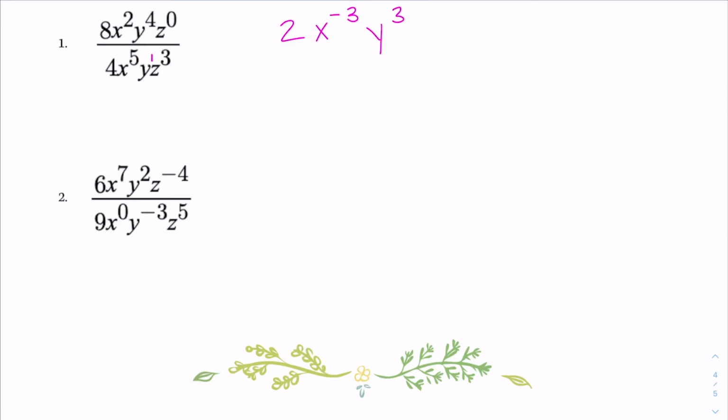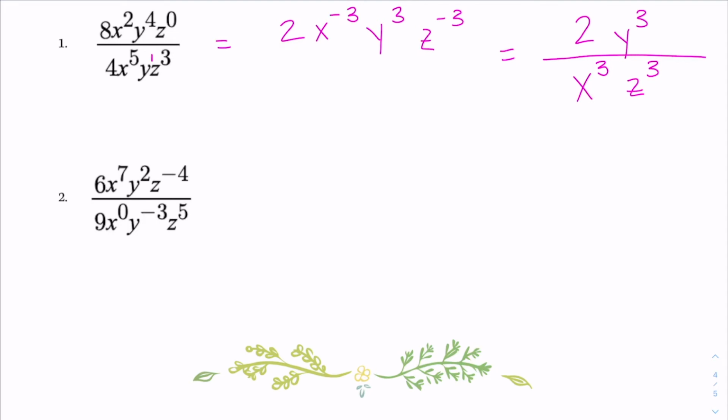And then we have z to the power of 0 divided by z cubed. 0 minus 3 is negative 3. And now we take those negative exponents, and we take the term to the denominator and make that exponent positive. Another way you could have approached this problem, here we have x squared and x to the 5th. We have more x's in our denominator. We have more x's by 3, so we'll end up with 3 x's in our denominator.